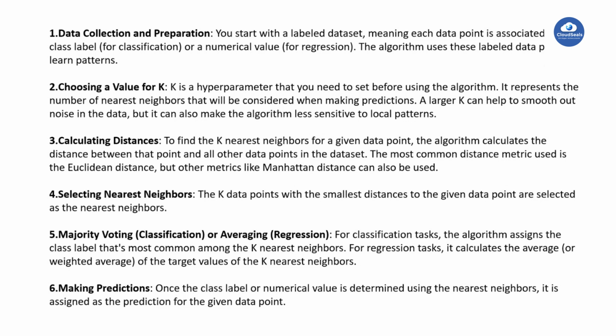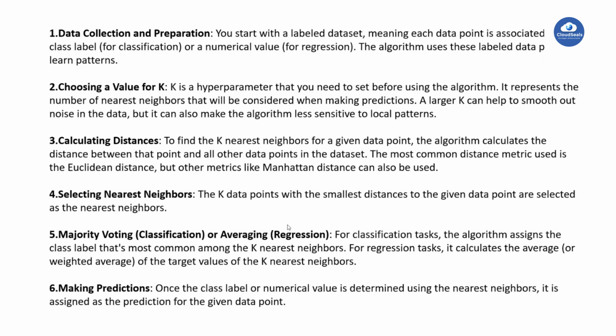But we need to use one measurement to calculate the distance between one data point and all other data points. Then, after selecting nearest neighbors, the k data points with the smallest distance to the given data point are selected as the nearest neighbors. That means the k data points which are very near to the given data point. For example, these are the k data points belonging to class 0. If the given data point is very near to these k data points, what will we say? This data point also belongs to class 0. So selecting these nearest neighbors is one of the main things we need to do in our machine learning model.